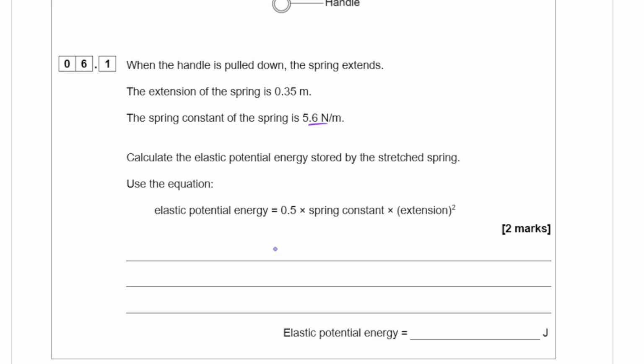So they have given you the equation. Elastic potential energy is 0.5 multiplied by the spring constant, which is 5.5, multiplied by the extension, which is 0.35 squared. That gives you 0.343 joules.